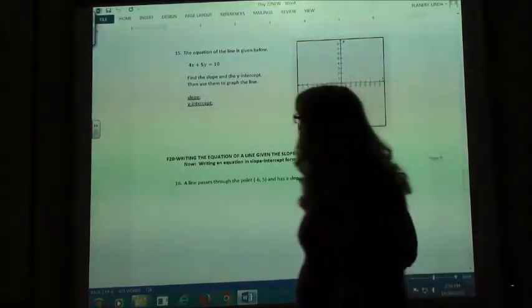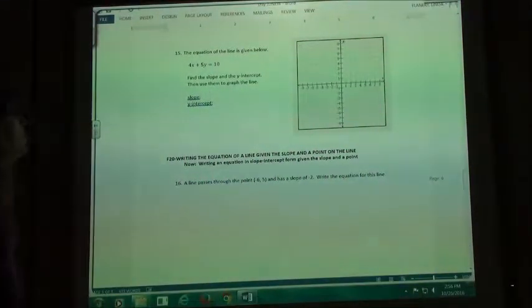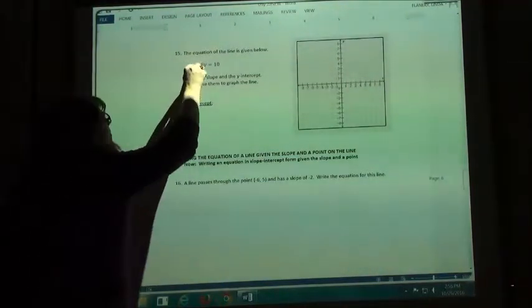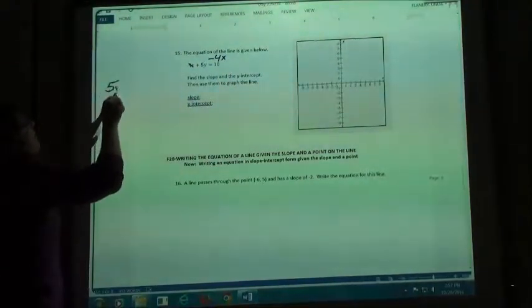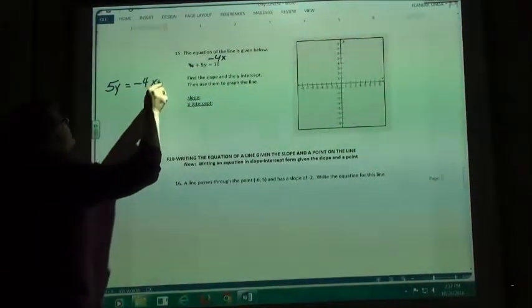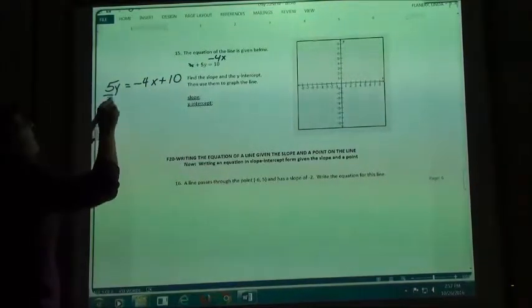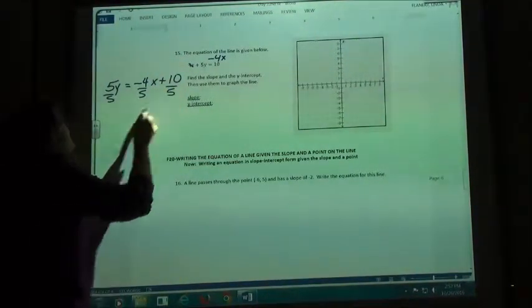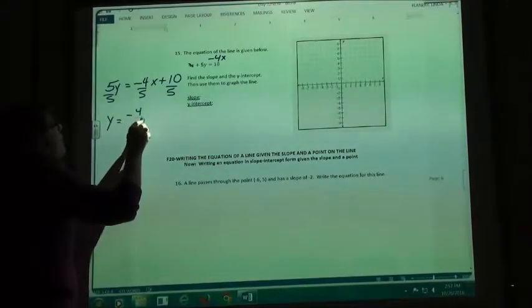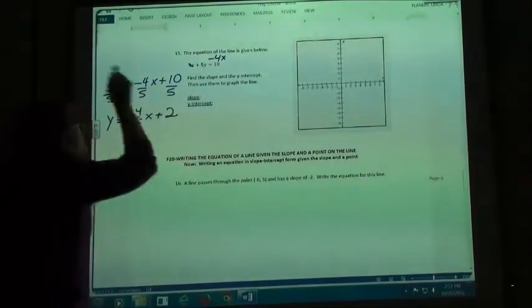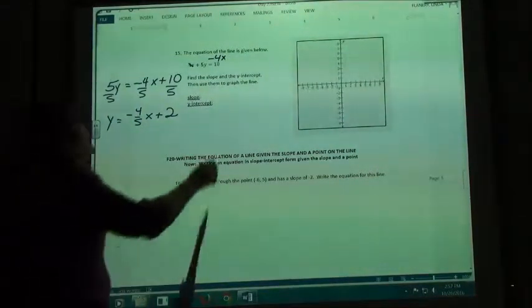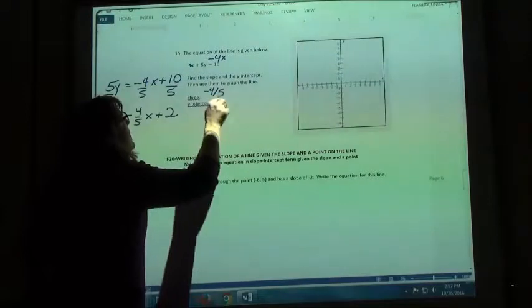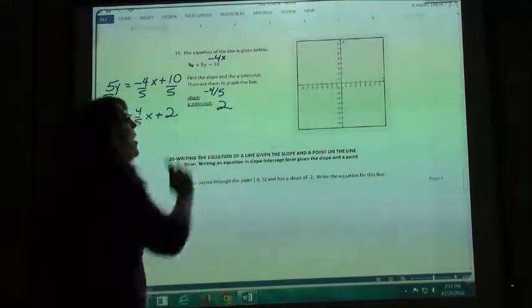Number 15, same kind of thing. I want to find the slope and the y-intercept of my line, so I'm going to go ahead and solve it for y. Moving my x to the other side, it's going to become a negative 4x. So 5y equals negative 4x plus 10. I then have to divide by my 5. So y is going to equal negative 4/5 x plus 2, 10 divided by 5. So my slope is negative 4/5. My y-intercept is going to be positive 2.